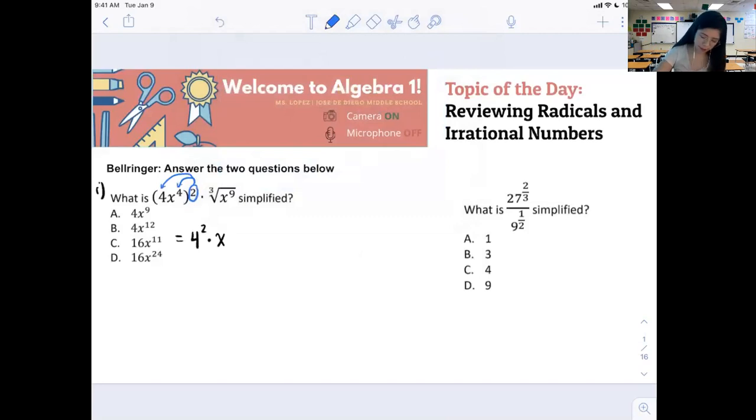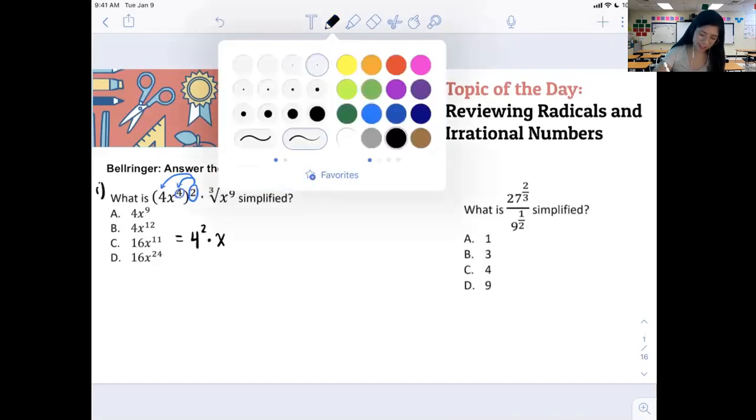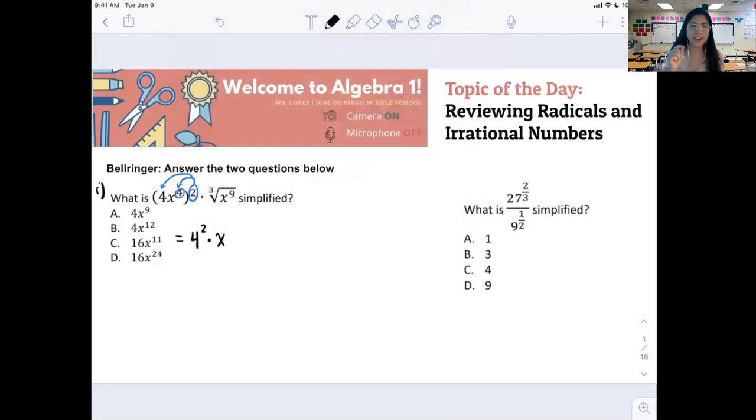Oh, I messed up. But I still got the same answer at the end. Okay, let's see what you did wrong, and then let's see how we get it to be right. So we got x to the power of 8 because we have to multiply those exponents. So 4 times 2 is 8.